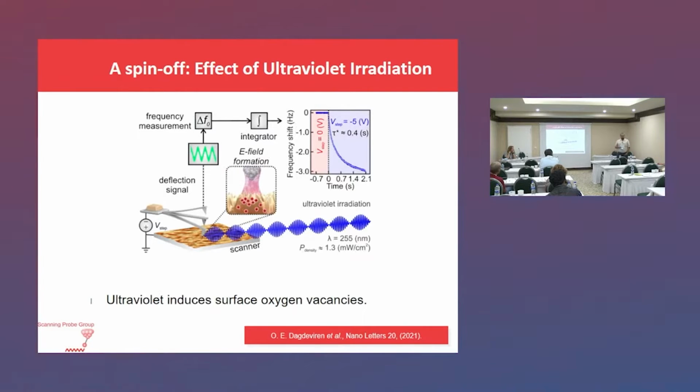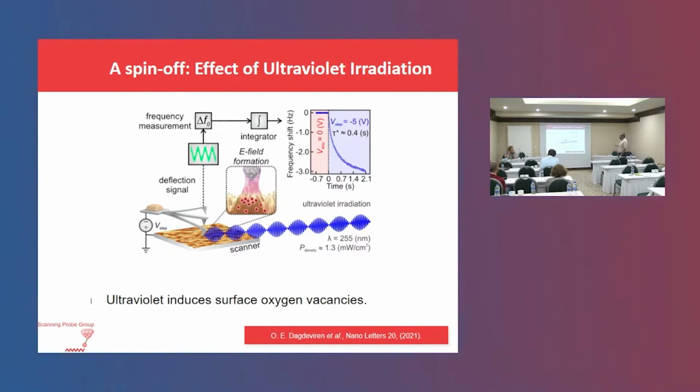As a spin-off of these measurements, we did a second set of experiments in which we excited the surface with ultraviolet irradiation. It's a very similar experiment to the one where we excited the charge carriers within the proximity of the surface by applying an electrical pulse. However, we induced surface oxygen vacancies on titanium dioxide, and we looked at the effect of these surface oxygen vacancies on the charge carrier dynamics within the proximity of the surface.